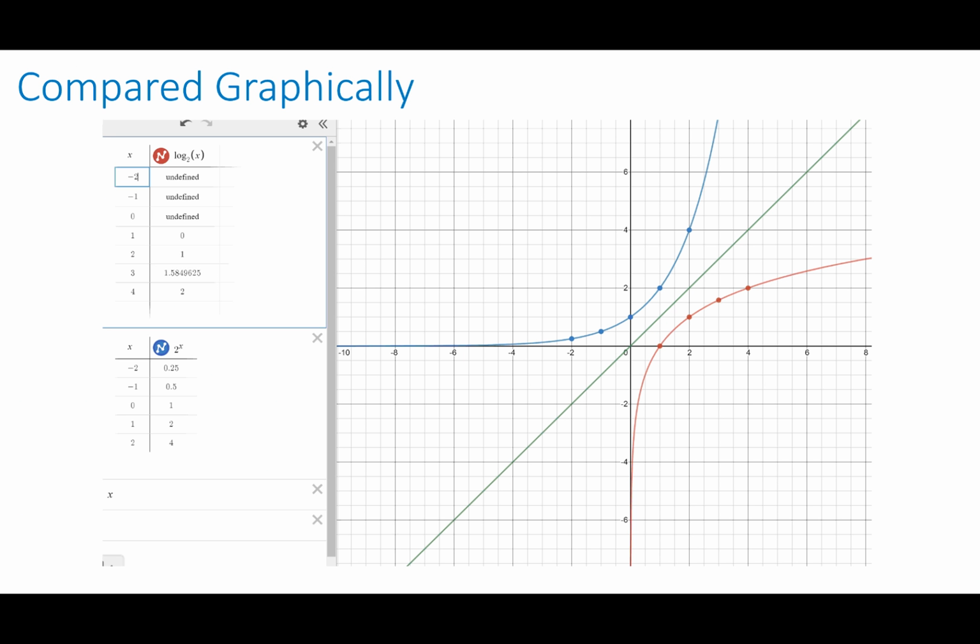If we were to look at these graphically, because it's an inverse, it's going to be reflected across the line y equals x. Our red line here is log base 2 of x. Our blue line is y equals 2 raised to the x power. And we can see on the left our table of values. So our blue line, 2 raised to the x power, that's an exponential function. We know it's going to go through the point 0, 1. Well, in the inverse, the log function is going to go through the point 1, 0. Okay, and we can see all these points are reflecting over this line y equals x.